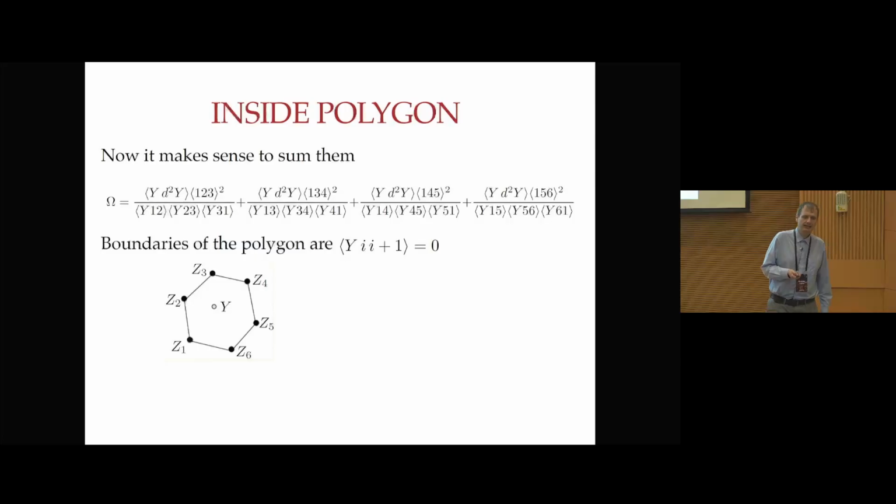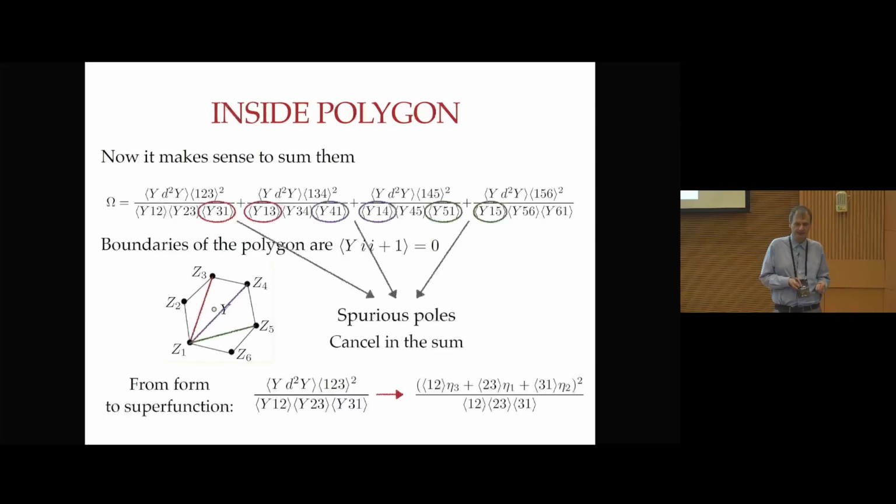Now, this is always a reminiscence of triangulation, that you get spurious poles in each individual term. So here we, for example, triangulate it like that. Each form separately has spurious poles, corresponding to these internal boundaries, which cancel once you sum everything together. Now, this is already very close to the amplituhedron. We are in some kind of toy example for the amplituhedron. But in some literal sense, these differential forms are amplitudes. In this case, some prototype for tree-level amplitudes.